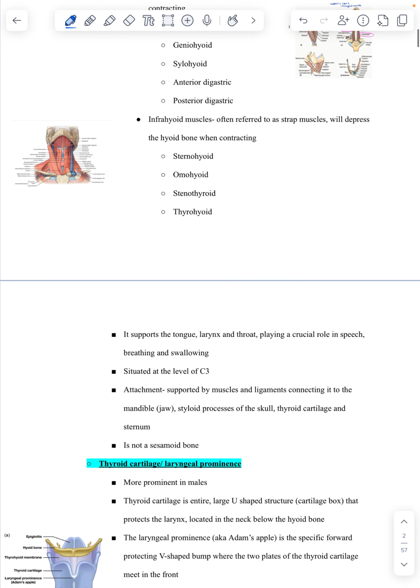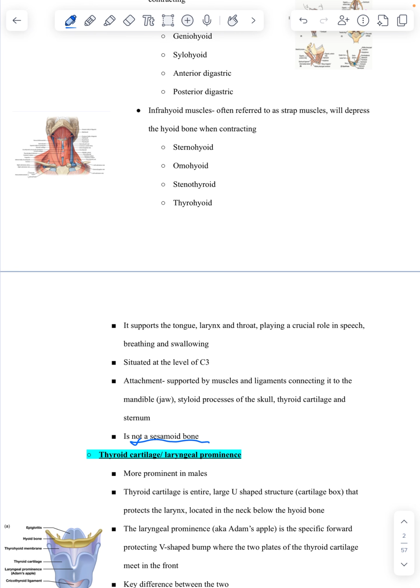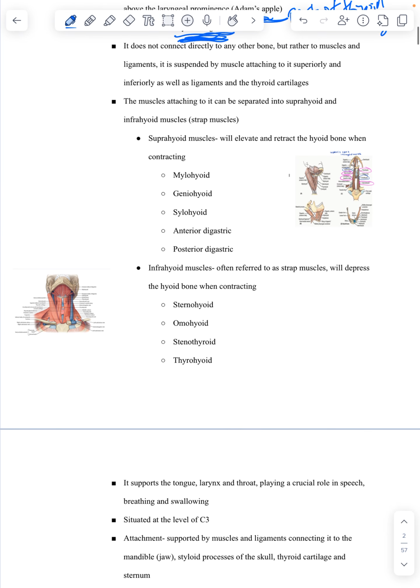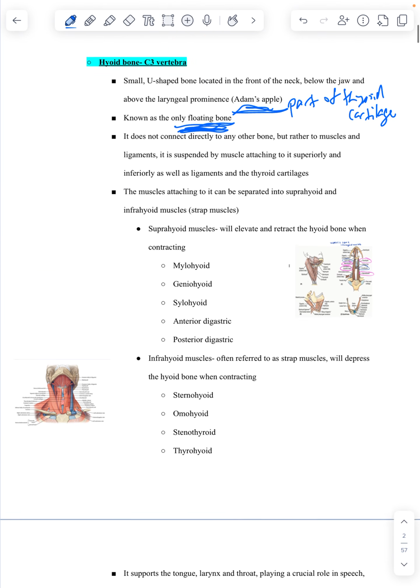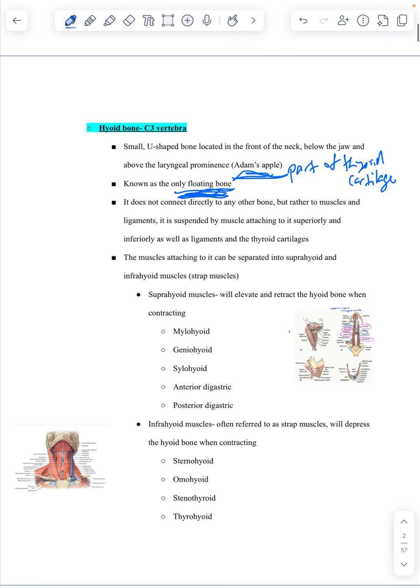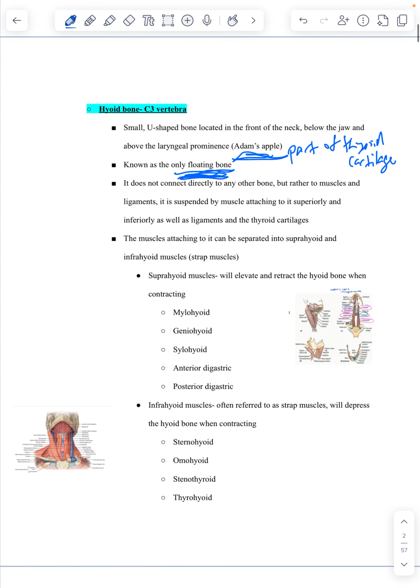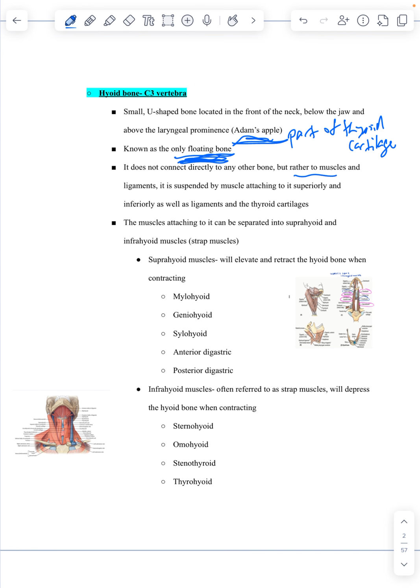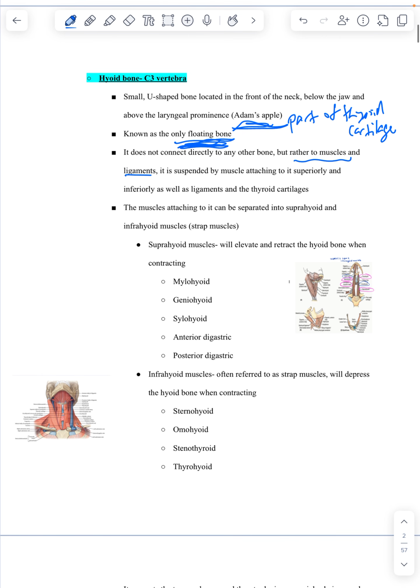It's also not a sesamoid bone. Sesamoid bone just means that it forms within a tendon, or it's like a pulley for a muscle. Sometimes you'll have bellies of a muscle that will either pull in, contract, or expand depending on the muscle movement. So it doesn't do that. It's literally just a free floating bone. It does not directly connect to any other bone, like we said, but rather connects to muscles and ligaments, and it's suspended by a muscle attaching to it superiorly, inferiorly.